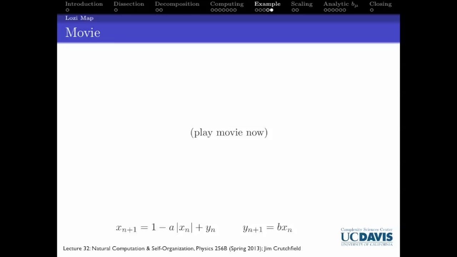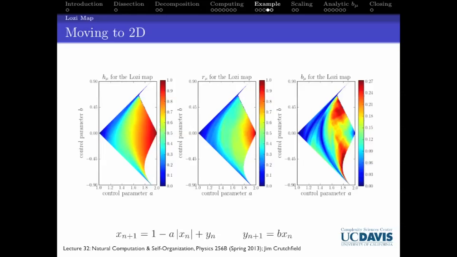Yes? So what exactly were you changing with this? I was changing the parameter b. Which means, if we go back to the equation, it's this parameter that x_n is multiplied by to get y_n plus 1. And then the horizontal axis on the movie was the a parameter, which is right here. Okay. Thanks.